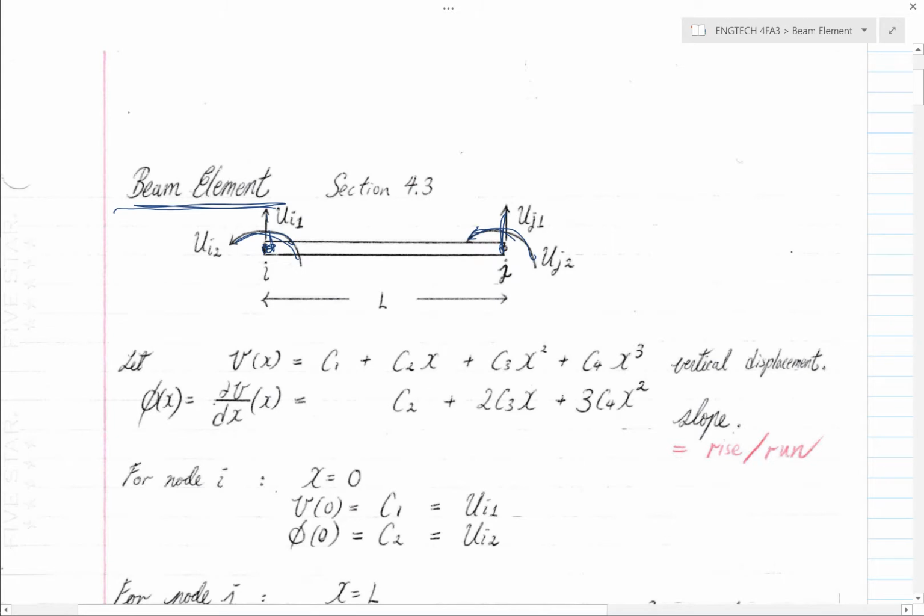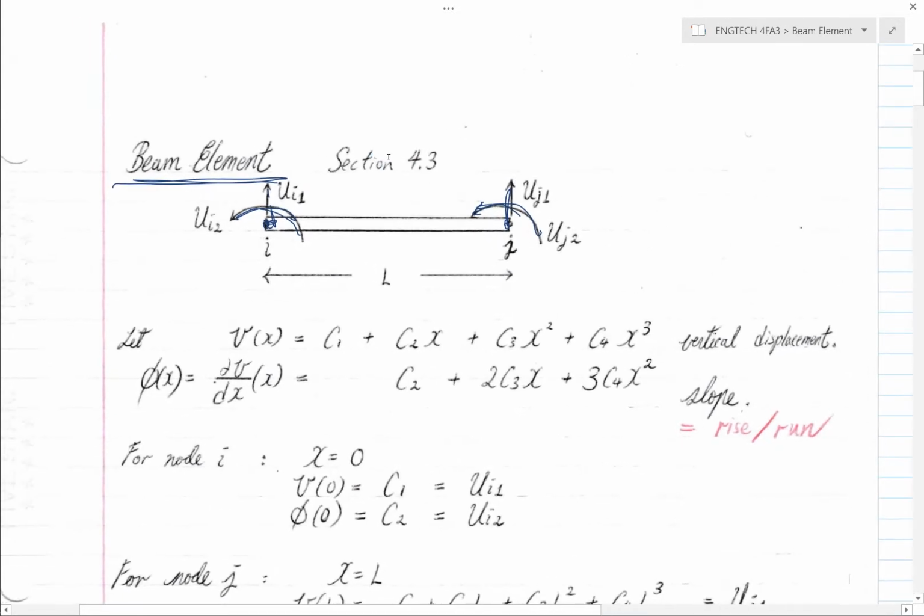Each beam element gives you four terms: the movement along the y-axis for each node and the slope as well. So the element has four terms. We express the vertical displacement with four constants, C1, C2, C3, C4. We define the slope based on the rise over run, so we take the derivative of the vertical displacement, which gives us an approximate value of the slope.